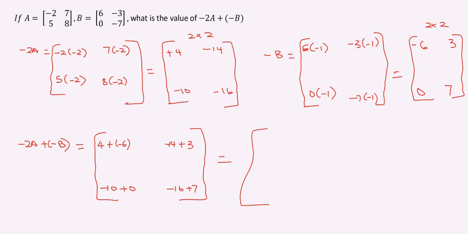So 4 plus negative 6, we get negative 2 over there. Negative 10 plus 0, we get negative 10. Negative 14 plus 3, negative 11. Negative 16 plus 7, we have negative 9. So this is our final matrix after applying the negative 2A plus negative B.